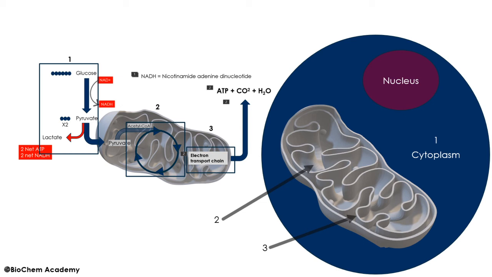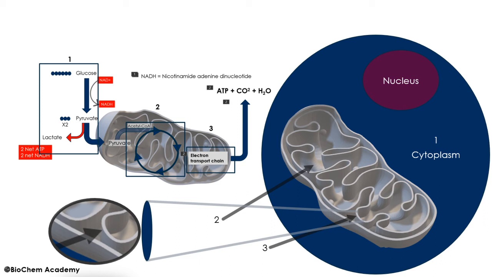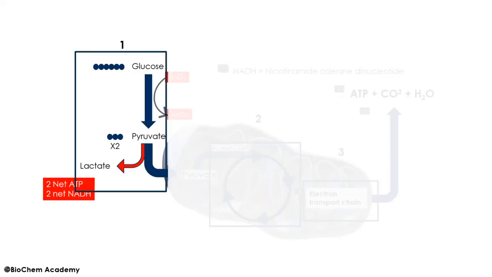So I'm going to zoom in to make this a bit clearer. So mitochondria has two membranes, that is the outer and the inner membrane, and both have their own functionality. When we are talking about respiration and electron transport chain, we are focusing on the inner membrane. Now let's learn about these reactions one by one.